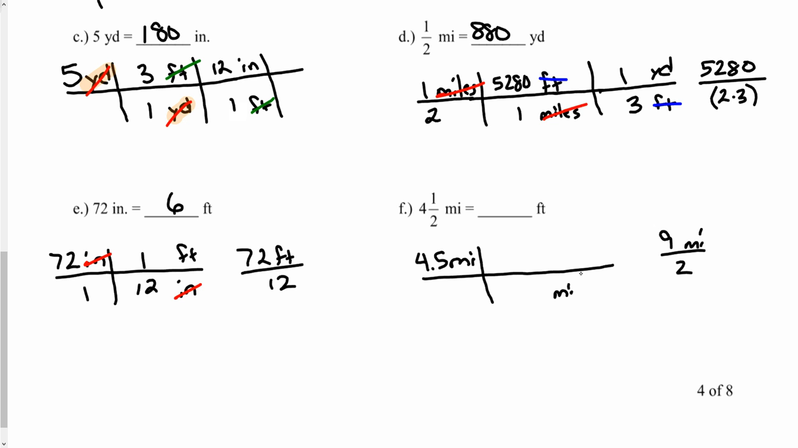All right, so we'll put miles on bottom and we'll put feet on top. Then I know that there's 1 mile and 5,280 feet. So ultimately we can take 4.5 times 5,280. I'm just doing that on a calculator here. And I got 23,760. There we go. Feet. Don't forget your labels.